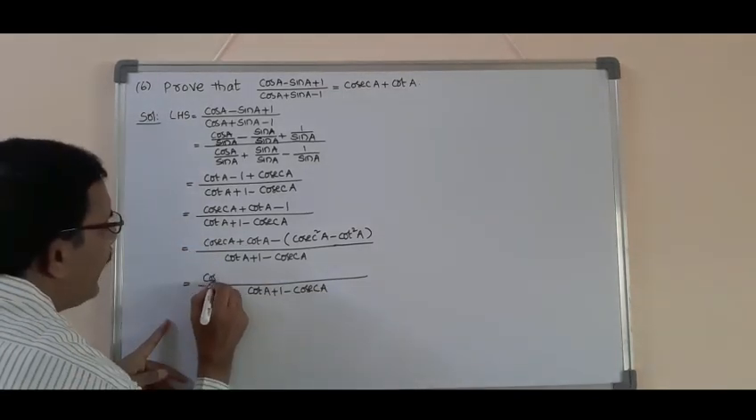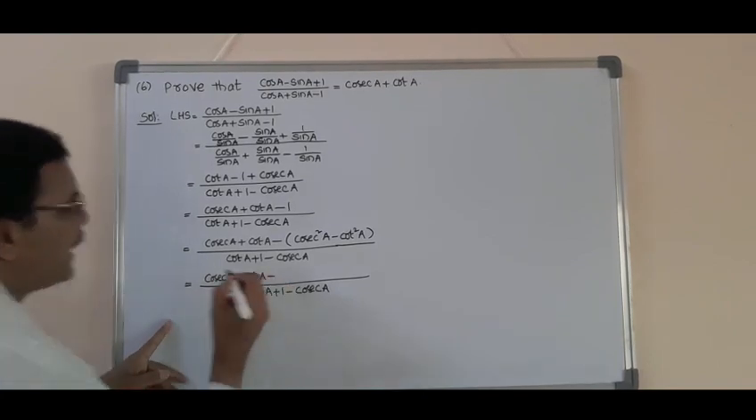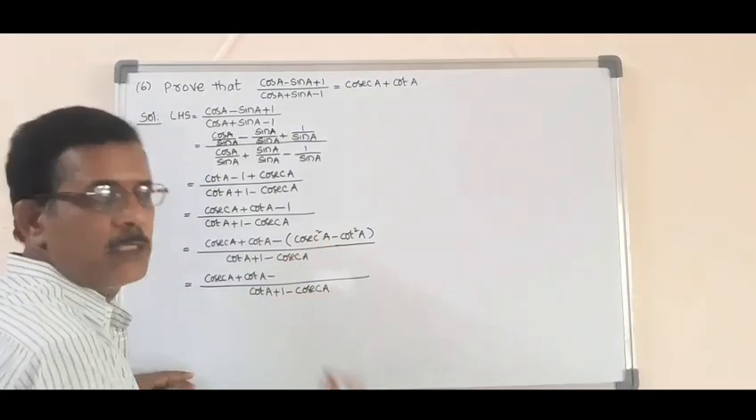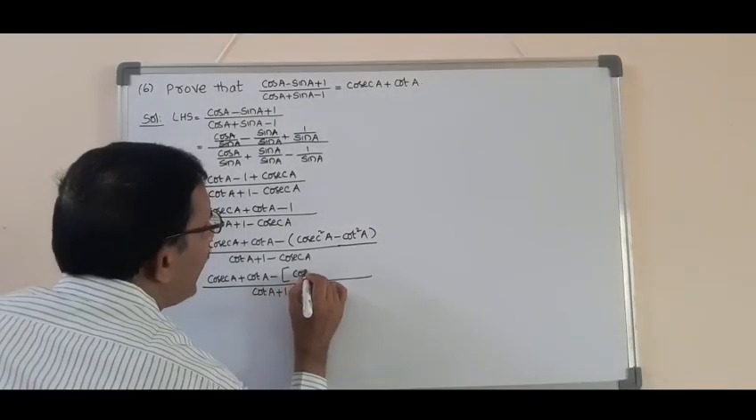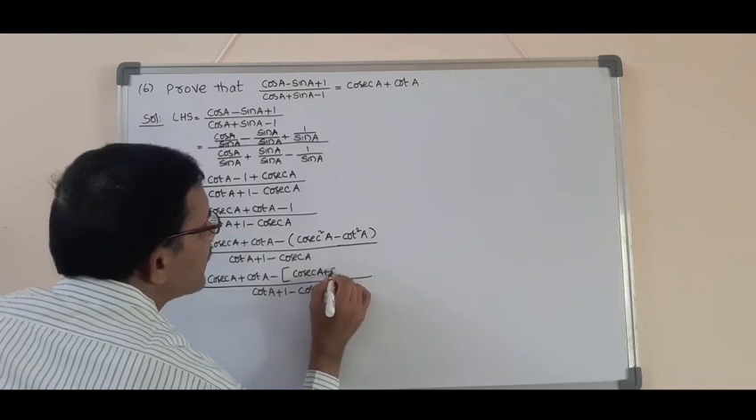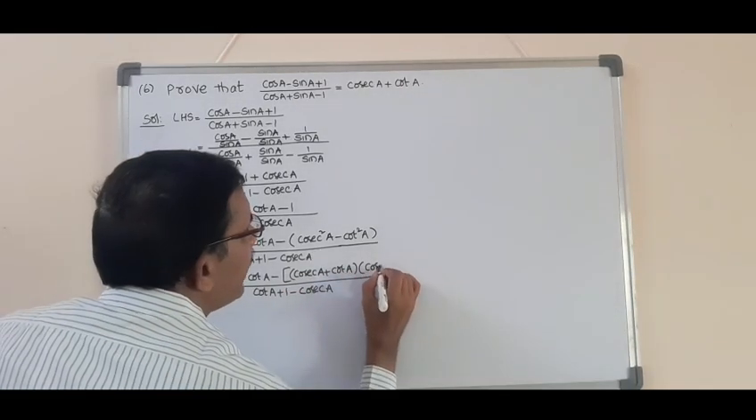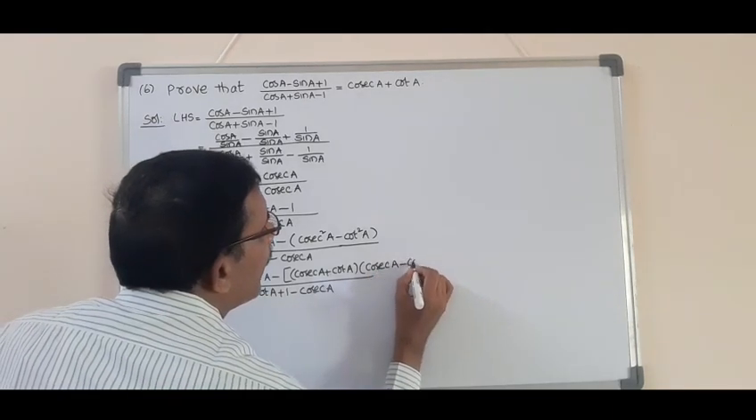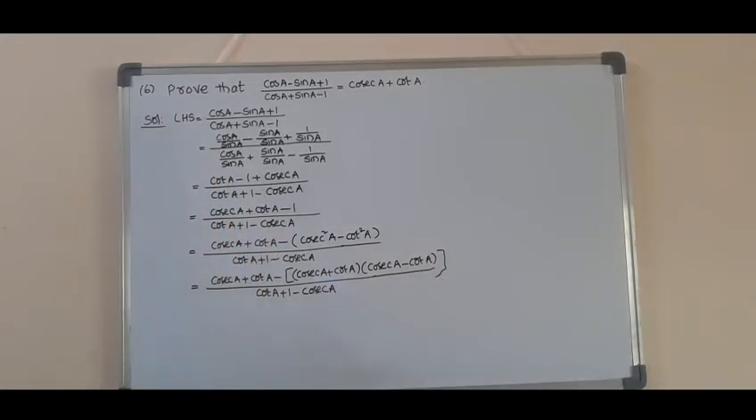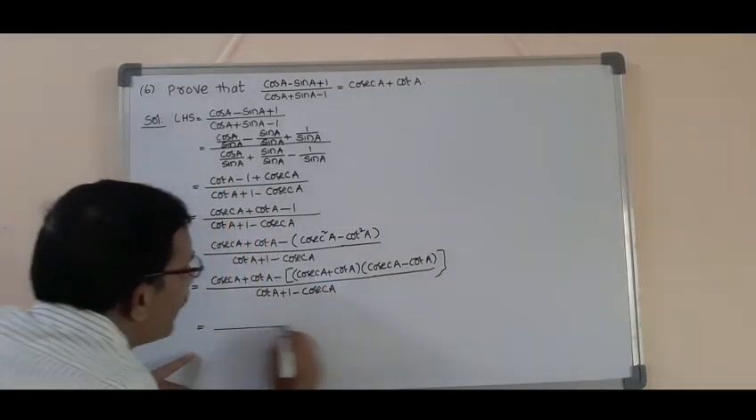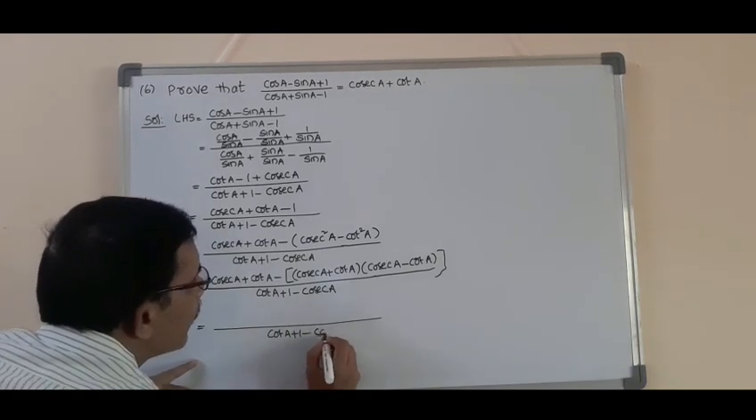Numerator cosec A plus cot A minus, it is in A square minus B square form. So I am writing in A plus B into A minus B form. A plus B cosec A plus cot A. A minus B cosec A minus cot A. Now denominator is same, cot A plus 1 minus cosec A.